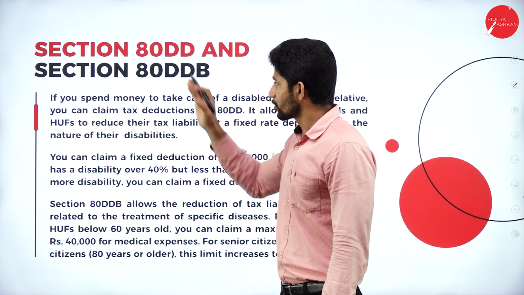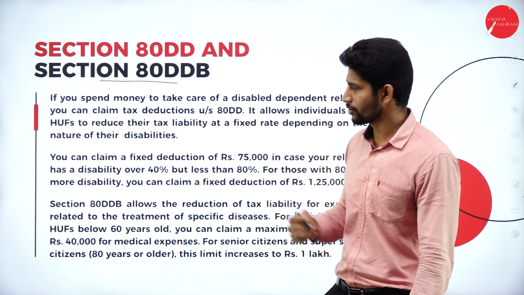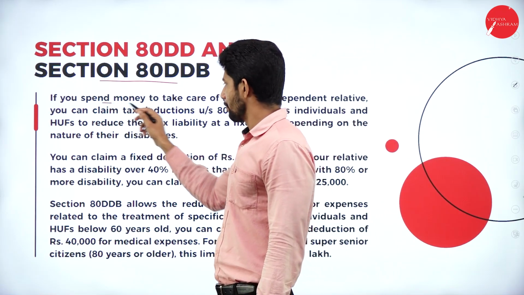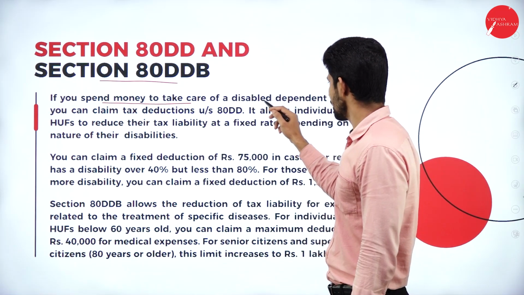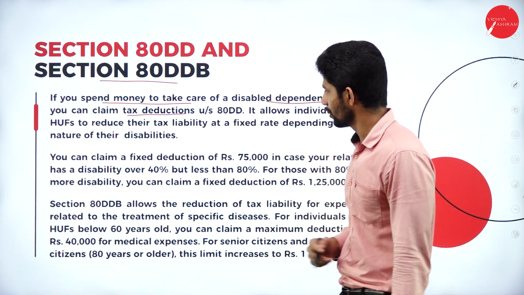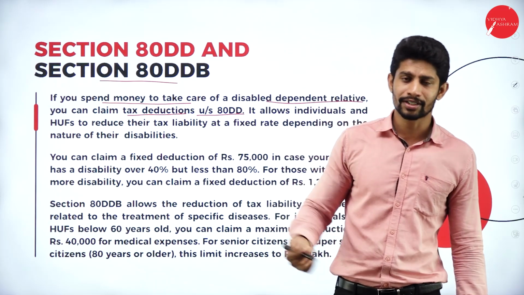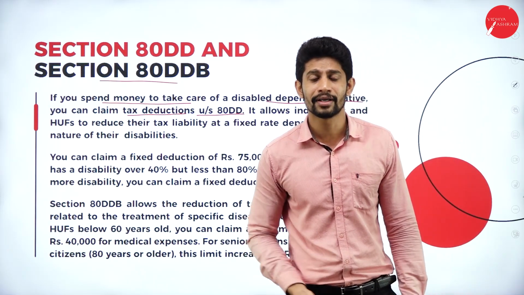Next, section 80DD and section 80DDB. Okay, we have two sections here. So if you spend money to take care of disabled dependent relatives, you can claim the maximum tax deduction under section 80DD. So under section 80DD, you can claim the deduction for taking care of a disabled relative.